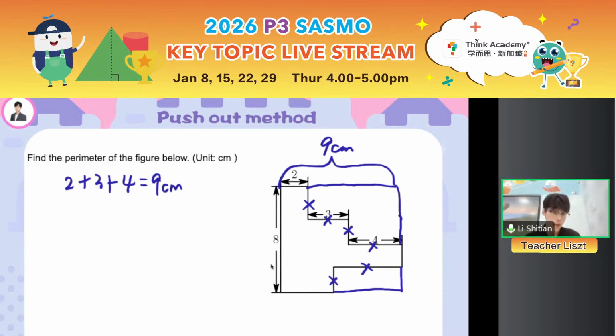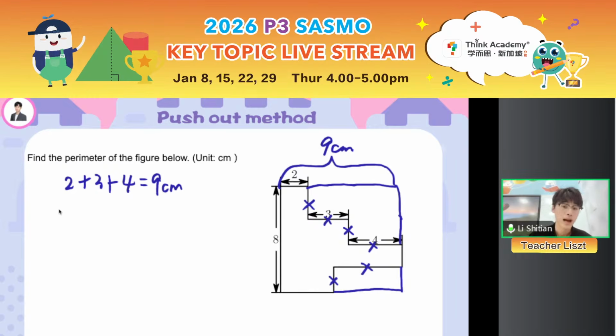What about the breadth? We know that it is 8, right? Because it is on the figure. We do not need to find it out. The question tells us that it is 8. So now I want to find out the perimeter of this shape now. How can I do it?